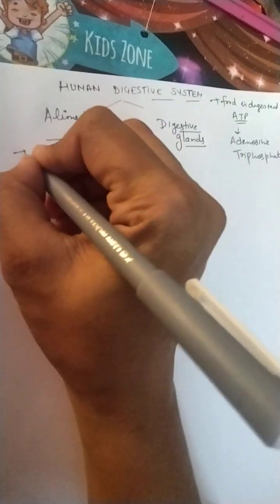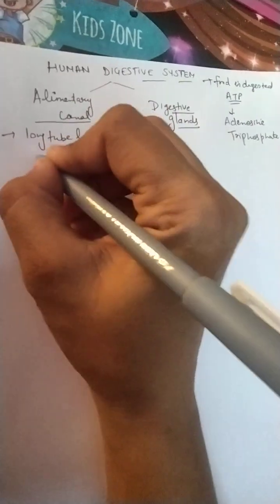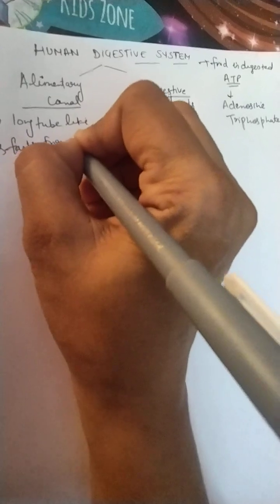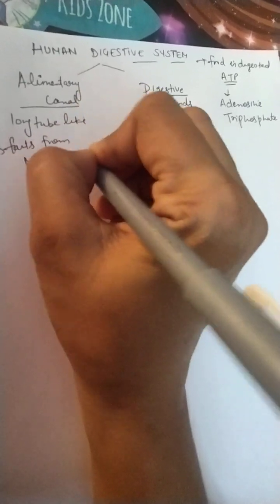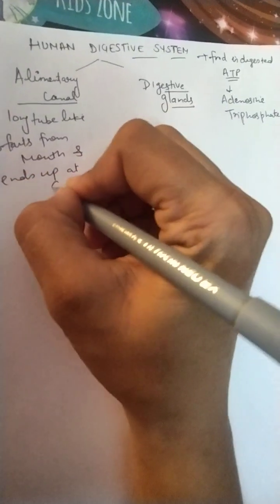The alimentary canal is a long tubular part. Just a tube-like part that starts from the mouth and ends at the anus.